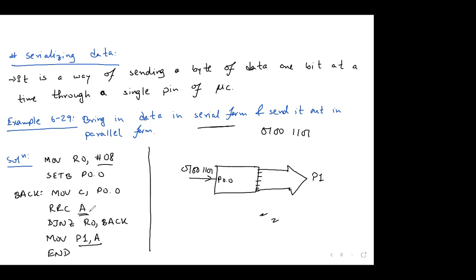I did not get your question actually. Sir, what I am saying is that you are writing RRC A. So for RRC to be carried out, there has to be some data in A, right? If there is nothing in A, you can assume that there are 0 bits. By default it is 0. By default, all the registers are cleared, okay? So if there is nothing, you can assume it to be 0. All right? Yes, sir.